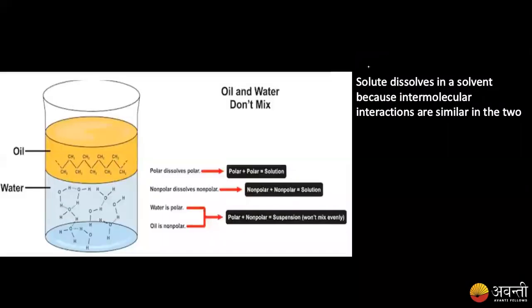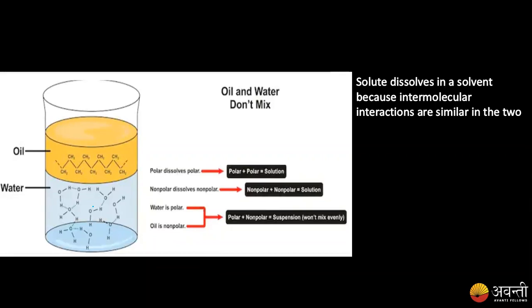Now, a solute dissolves in a solvent because the intermolecular forces of attraction are similar in both solute and solvent. So if you mix oil and water, the oil is non-polar, whereas water is a polar molecule. So they will not dissolve in each other, and there is a suspension. Oil will form a top layer and water will form a bottom layer.